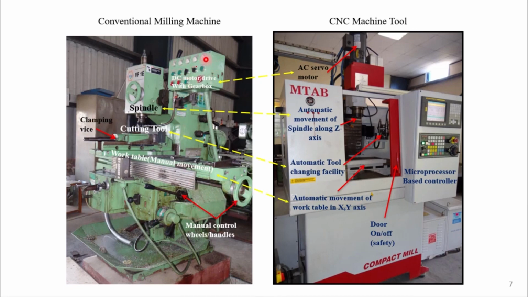Once the RPM has been set by the operator, the operator has to operate the wheels, and accordingly there would be relative motion between the cutting tool and the workpiece. So the accuracy and the productivity are entirely dependent upon the human being, that is the operator.